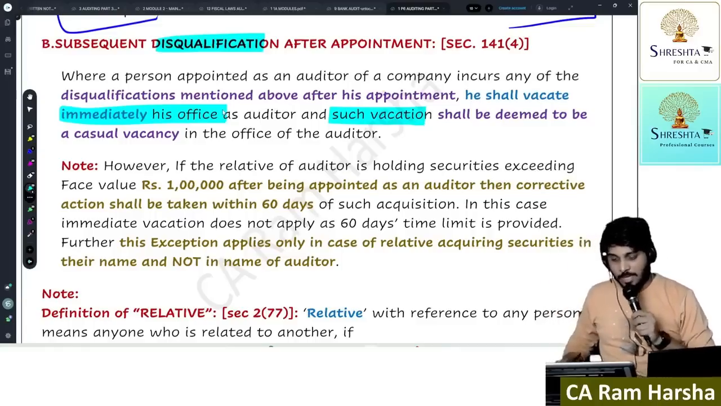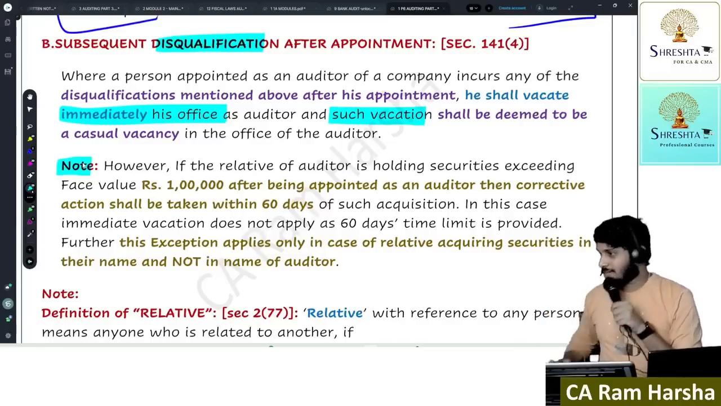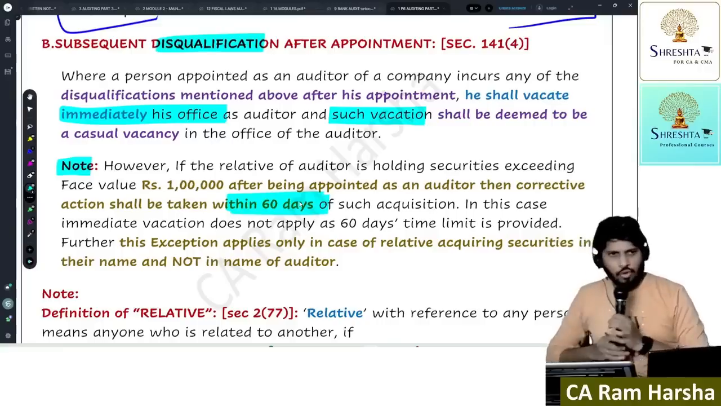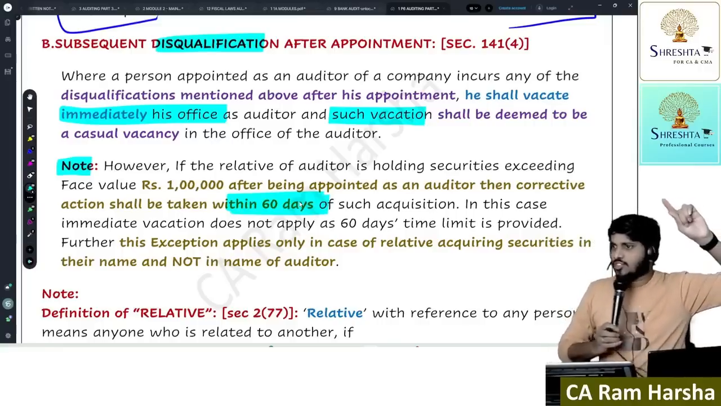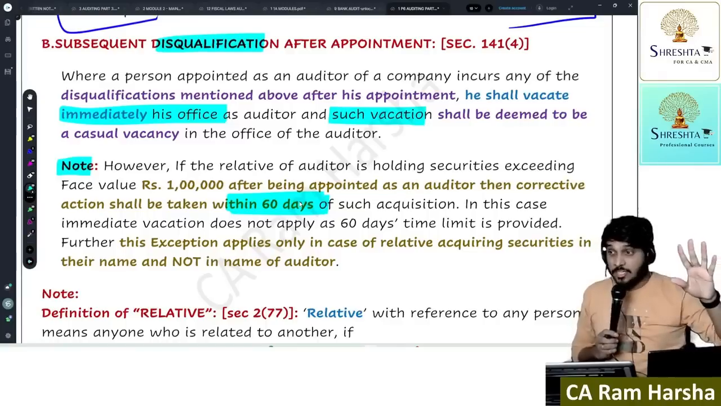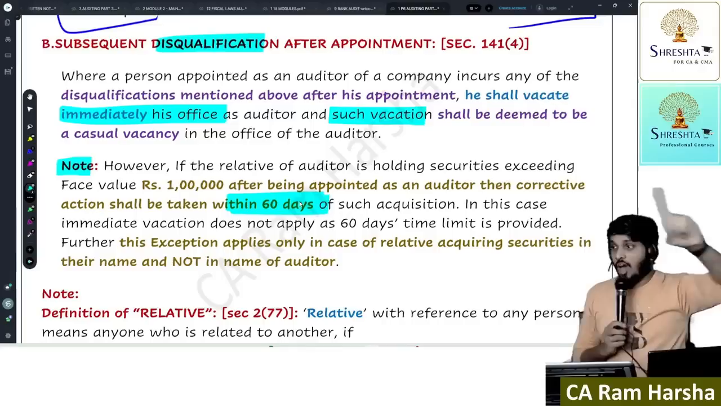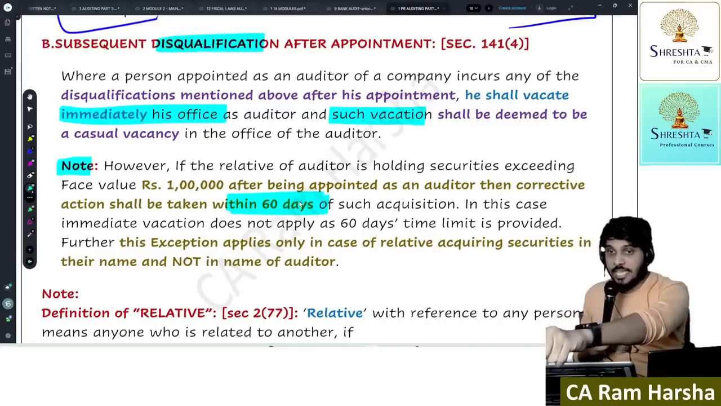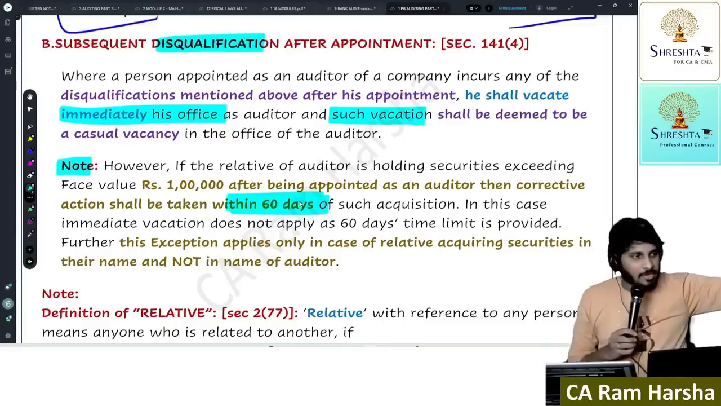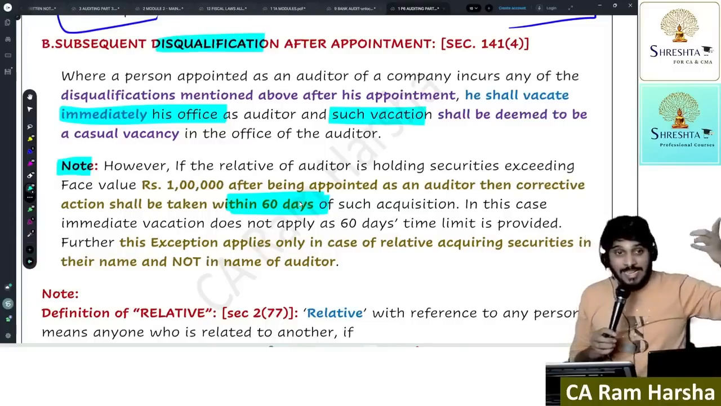It is nothing but the position. But in only one case, he doesn't have to vacate immediately. I am giving you 60 days to rectify your mistake. Only in this kind of disqualification, 60 days time is given. Suppose you are affected with disqualification in the above list for any other reason. On whichever date you are affected with disqualification, on the same date you have to vacate. You don't have any other option. But if you have one disqualification, no. Securities held by a relative up to 1 lakh are permitted.